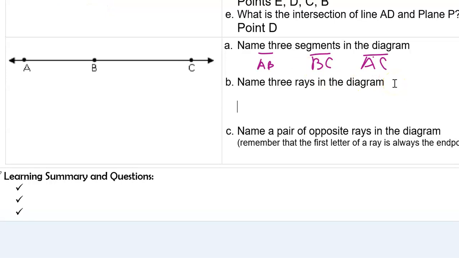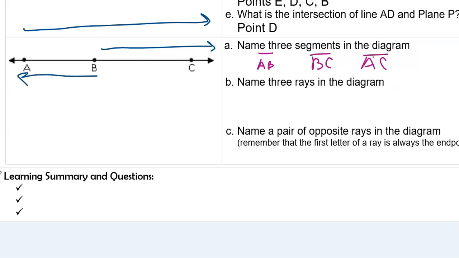Now let's think of some rays in the diagram. And before we label them with letters, let's draw them on our picture. I see this ray right here. I also see this ray starting at point A. I see this ray starting at point B and going towards A, or starting at point C and going towards A. So we could name all of those different rays.